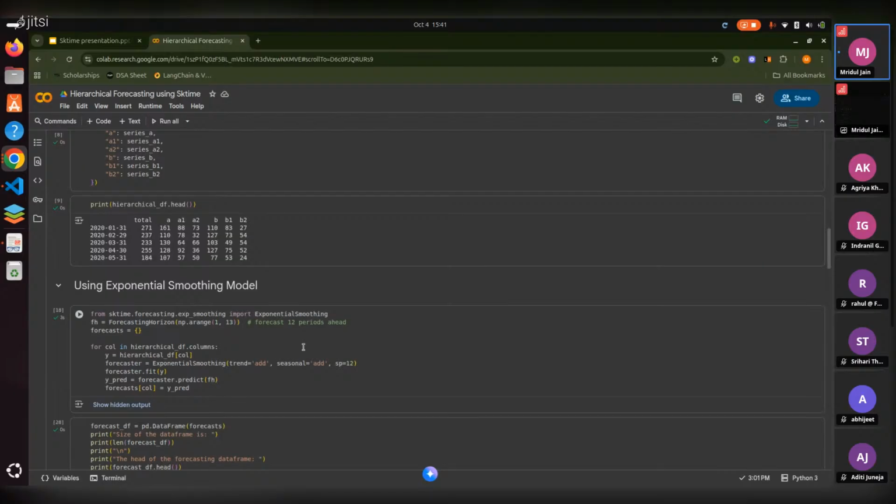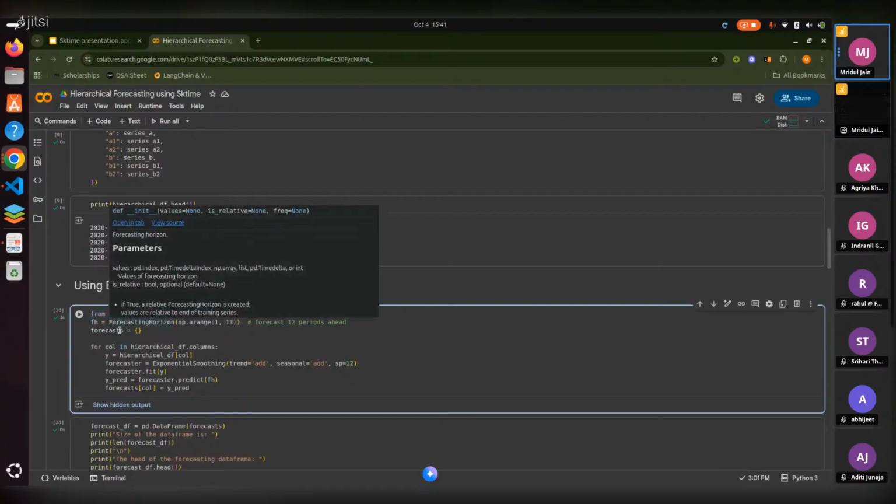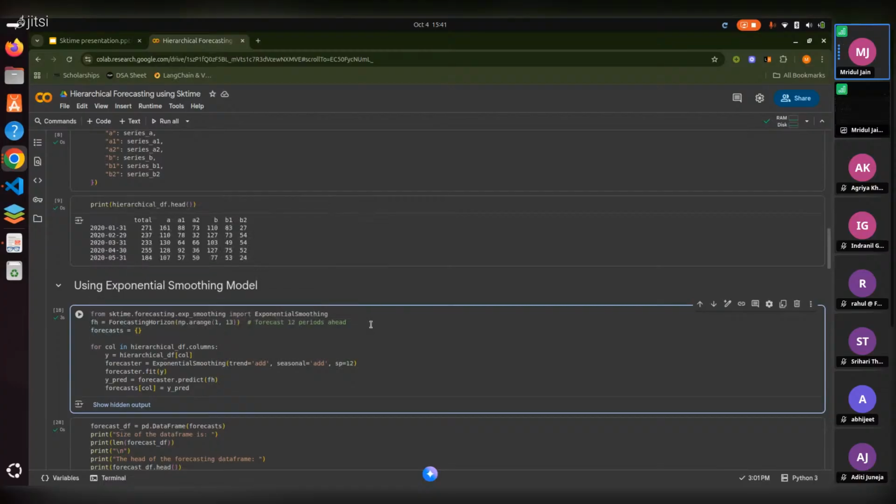Yeah, so first, we import the class ExponentialSmoothing. We define the forecasting horizon. In this case, the forecasting horizon is basically the range 1 to 12, and it forecasts 12 periods ahead. And then we store everything into a dictionary, which we are calling forecasts.